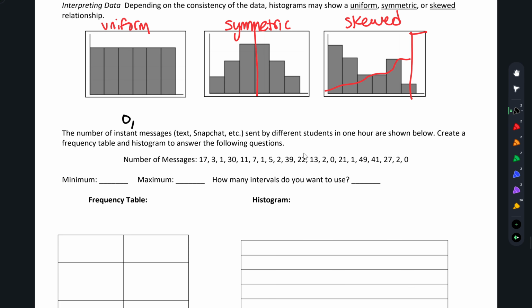0, 0, 1. Oh, there's 3 ones. There's 3 2s as well. 1, 2, 3. There's 1 3. There's 1 5. Oops. There's a 7.